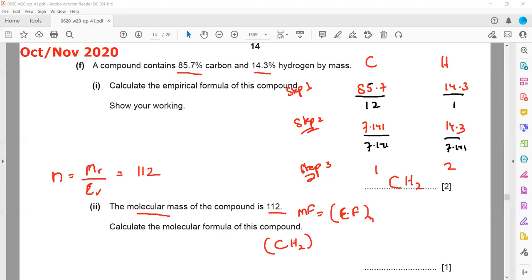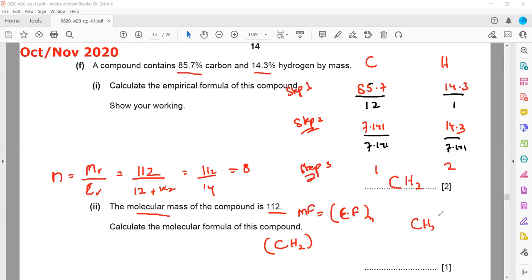How do we get the empirical mass? We get it from the empirical formula. It contains 1 carbon, that is 12, and 2 hydrogens, so 1 multiplied by 2, giving a total of 14. So 112 divided by 14, what's the final answer? 8. So the value of n is equal to 8. In place of n, we write 8.